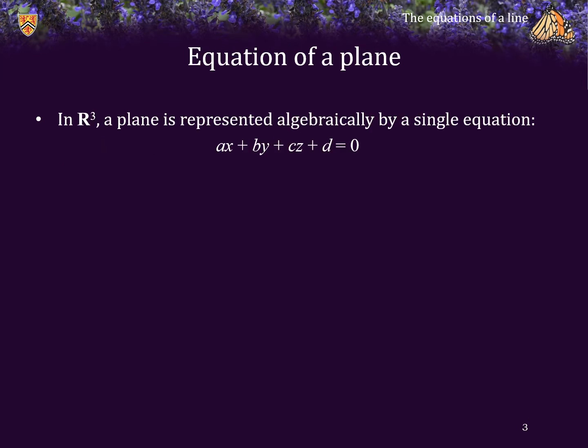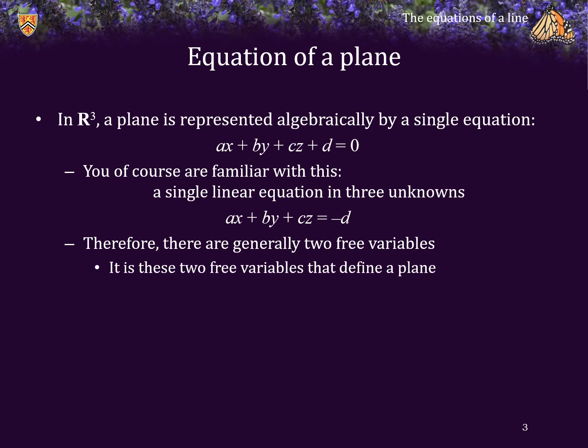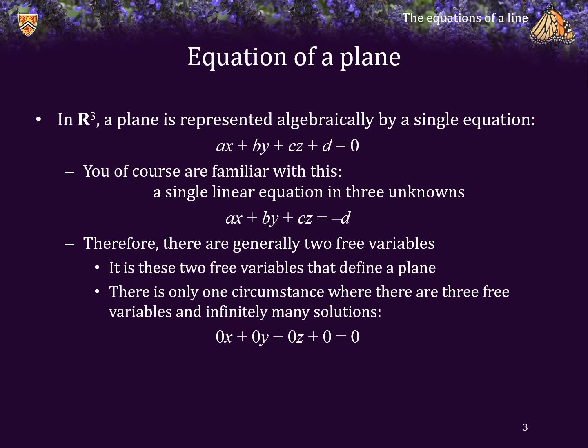Now, in R3, a plane is represented algebraically by a single equation. At this point in this course, you should immediately recognize what this is: a single linear equation in three unknowns. Consequently, if you were to solve this, you don't even have to do Gaussian elimination, as the augmented matrix is already in row echelon form, and therefore you'd probably assume, yes, there are two free variables. It is these two free variables that define a plane.